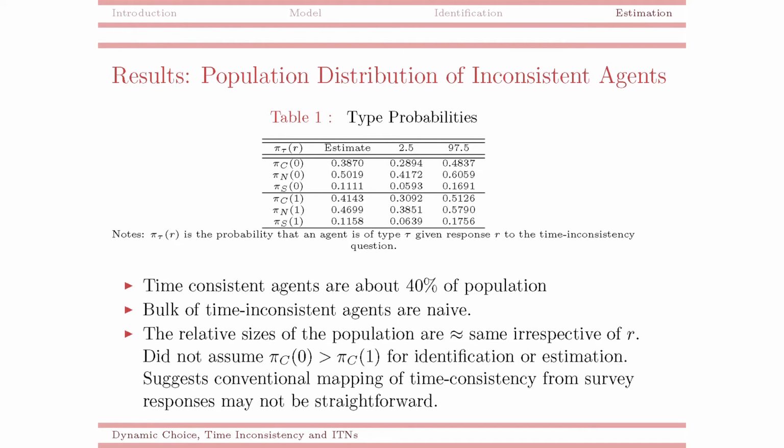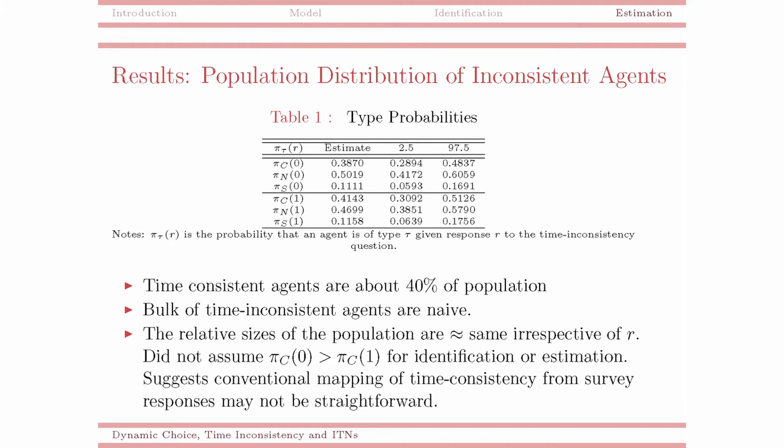And R is, remember, the answer, and R is an indicator variable that's equal to 0 if you revealed yourself to be consistent strictly according to the survey, and equal to 1 if you revealed yourself to be inconsistent according to the survey. And we have estimates and their associated standard error confidence intervals.